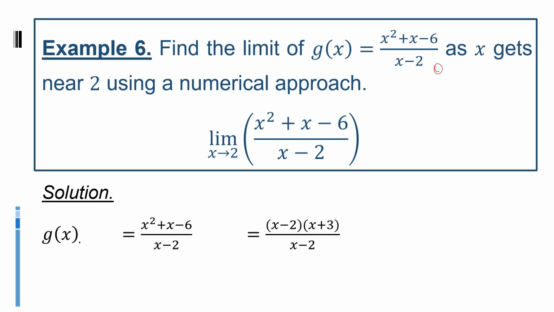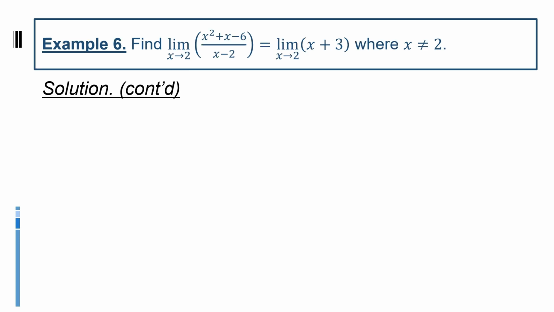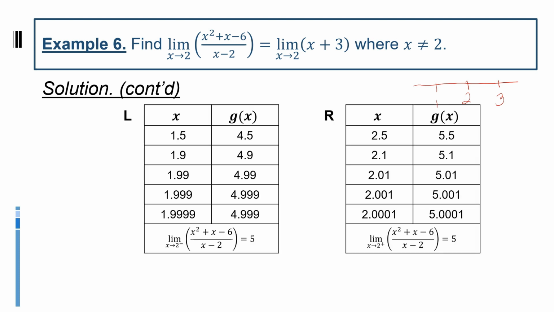So, what shall we do? Check muna natin. Pwede natin itong i-factor into x minus 2, x plus 3 over x minus 2. So, magka-cancel yan. This becomes now x plus 3 where x is not equal to 2. So, we are finding the limit as x approaches 2 of x squared plus x minus 6 over x minus 2, or simply the limit as x approaches 2 of x plus 3 where x is not equal to 2. So katulad nung kanina, we have 2 here, 1 and 3. Gagamit tayo ng values na less than 2 but near 2 and greater than 2 but near 2. So in this case, sa left-hand side, gumamit tayo ng 1.5.